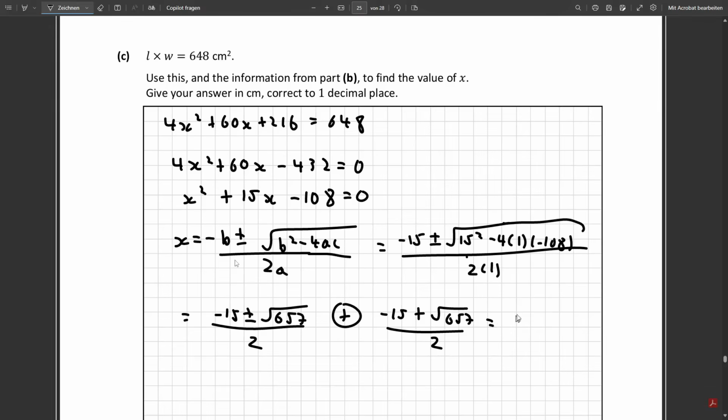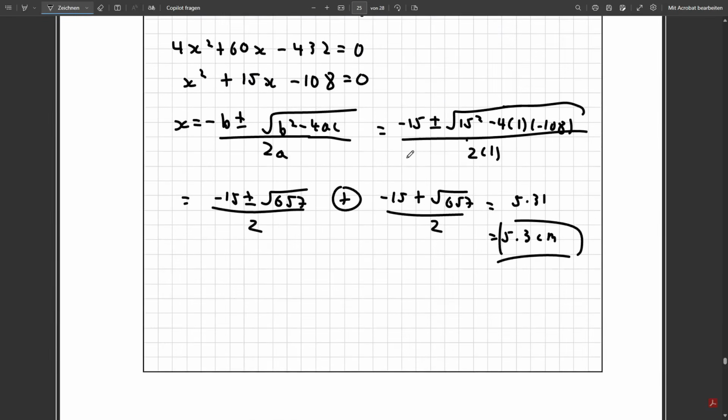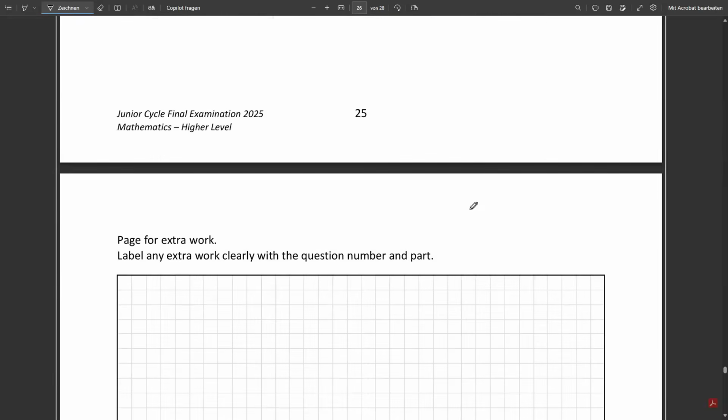That gives us 5.31, so that'll be 5.3 centimeters, and that's probably the answer, because if we do the other one, we'll get a negative number, because it's minus 15 minus another number, so it'll be negative. Can't have a negative length, so it's just 5.3. And that's it.